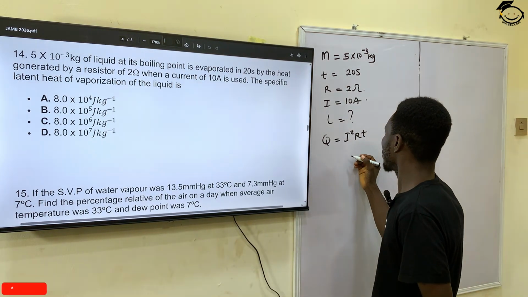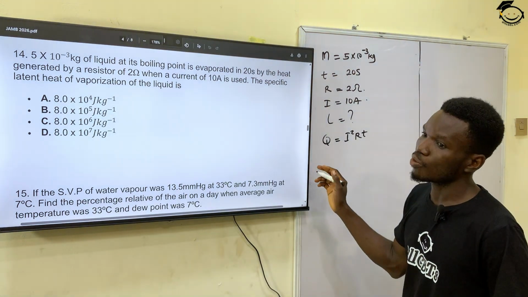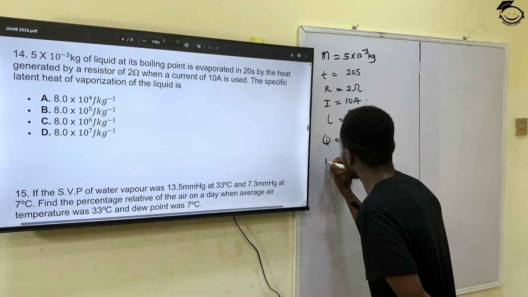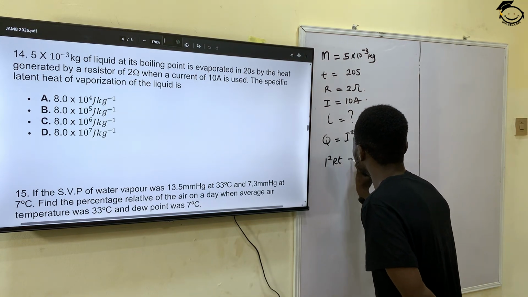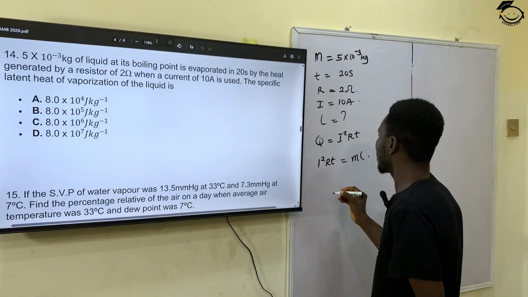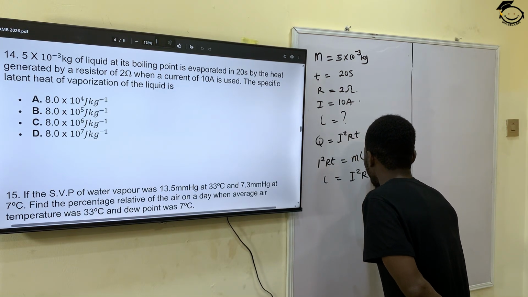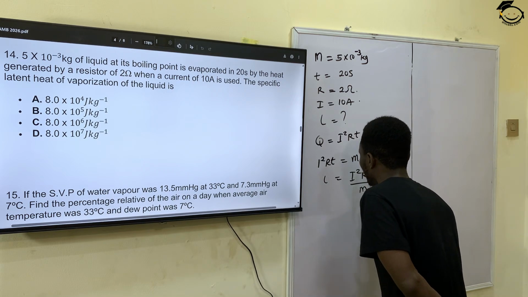So, and this is supposed to be equal to the amount of what? Heat that is what? Absorbed by this particular liquid. This means that I have what? I squared RT is equal to ML. If I make L the subject of the formula, this means that my L is equal to I squared RT over M.